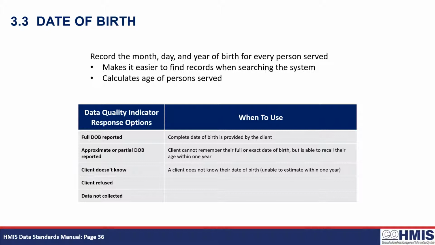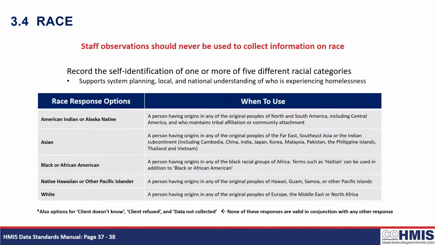If we have an approximate or a partial date of birth, we'd select that. And again, there are those options for client doesn't know or client refused. We're also instructed to record whatever race each client served identifies as belonging to. It's important to note that staff observations should never be used to collect information about race. This should always be from the point of view of the client.